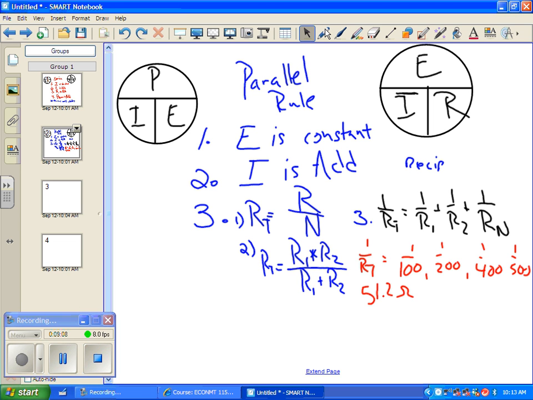And that is the simple, easy, quick way to find your total resistance in parallel if you happen to have a TI-30X2S. Other calculators will do it in a slightly different way, but this one does it that way.